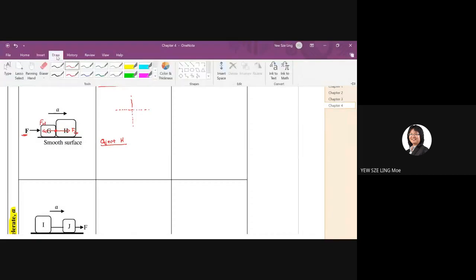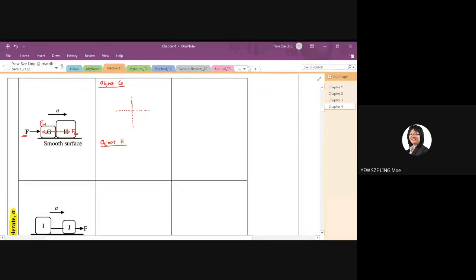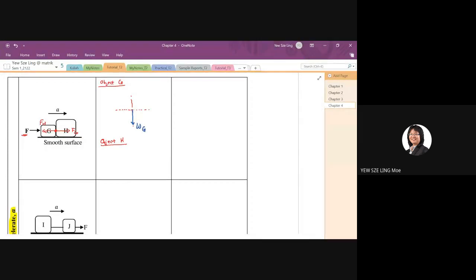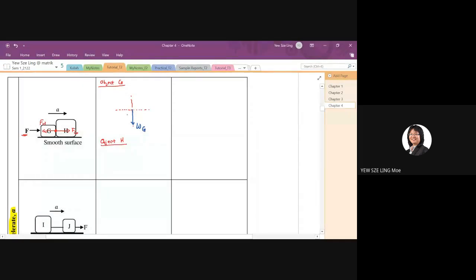Okay. So first of all, now you have an object. Whenever you have an object, there must be a weight, so it is a good. So you show me this, WG. And then this object, you place it on a surface. Therefore, it comes with a normal force.